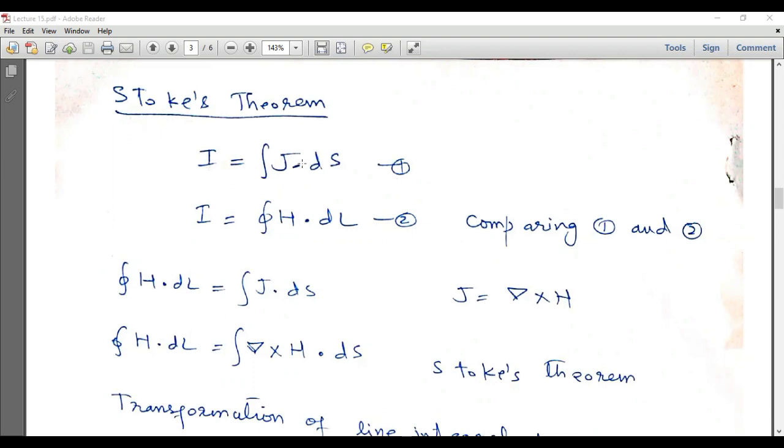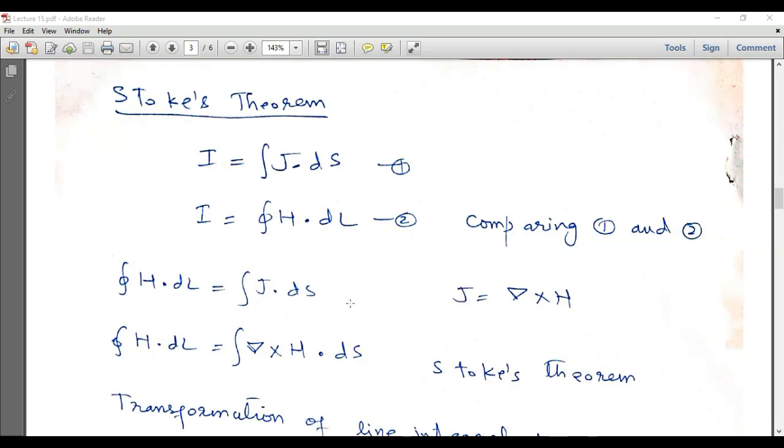So this is the surface integral, and we can compare these two equations 1 and 2. By comparing these two equations, the closed line integral of H dot dl can be written as the surface integral of J dot dS. And from the point form of Ampere's law we know that del cross H is equal to J, or curl of H is equal to the volume current density J.